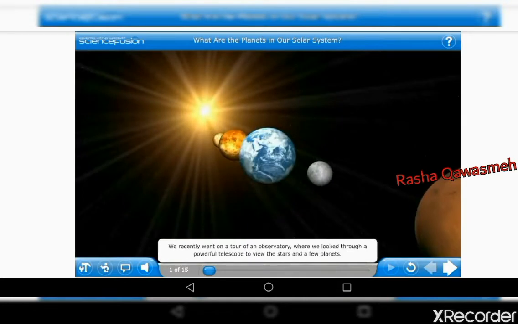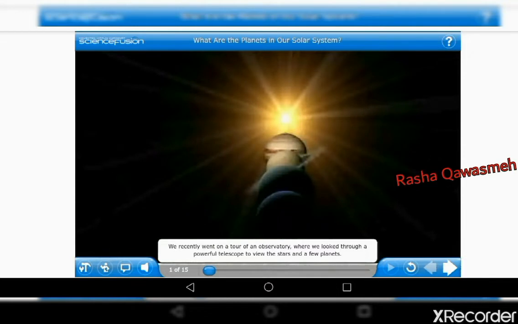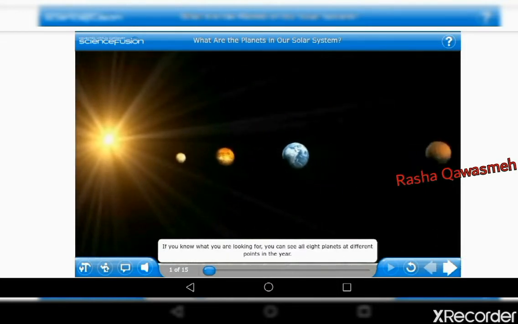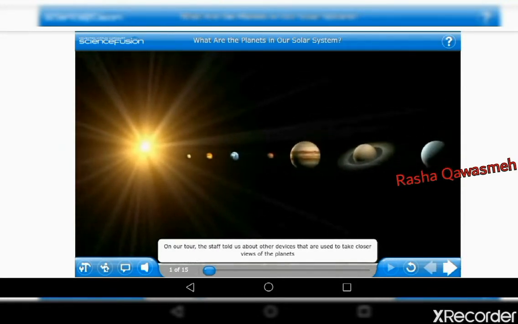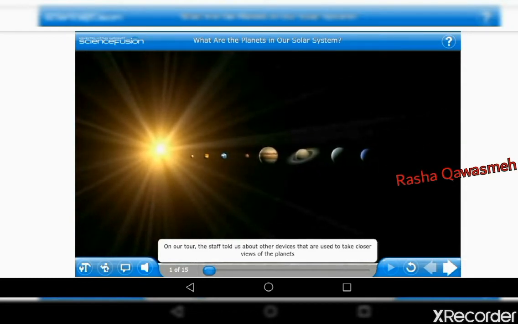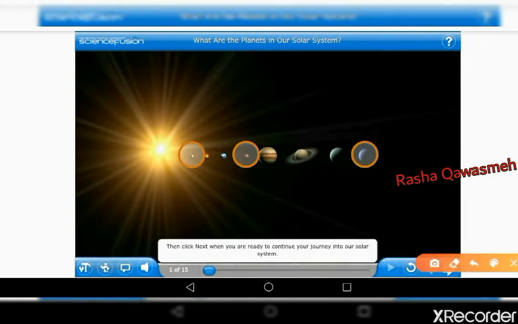We recently went on a tour of an observatory where we looked through a powerful telescope to view the stars and a few planets. If you know what you are looking for, you can see all 8 planets at different points in the year. On our tour, the staff told us about other devices that are used to take closer views of the planets and about all the cool things people have learned from studying these images. Click the hotspots to see my favorites. Then click Next when you are ready to continue your journey into our solar system.